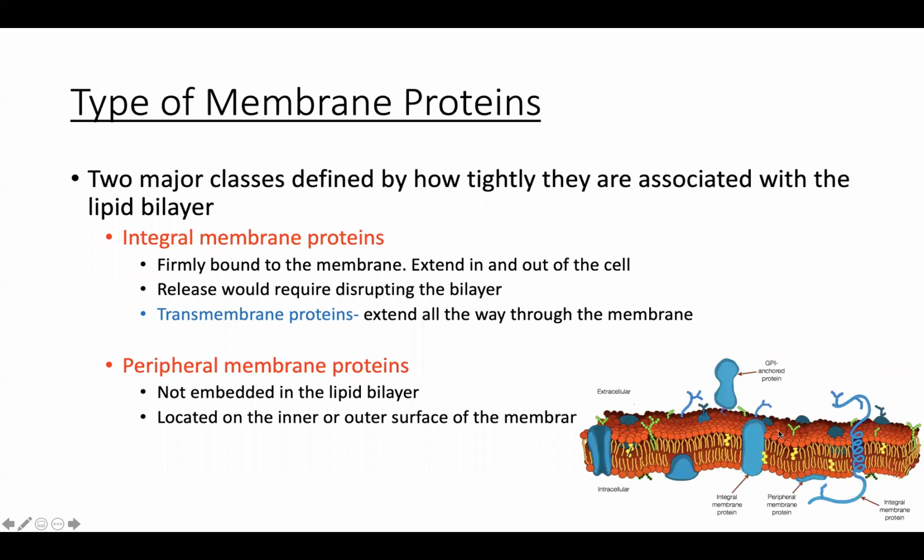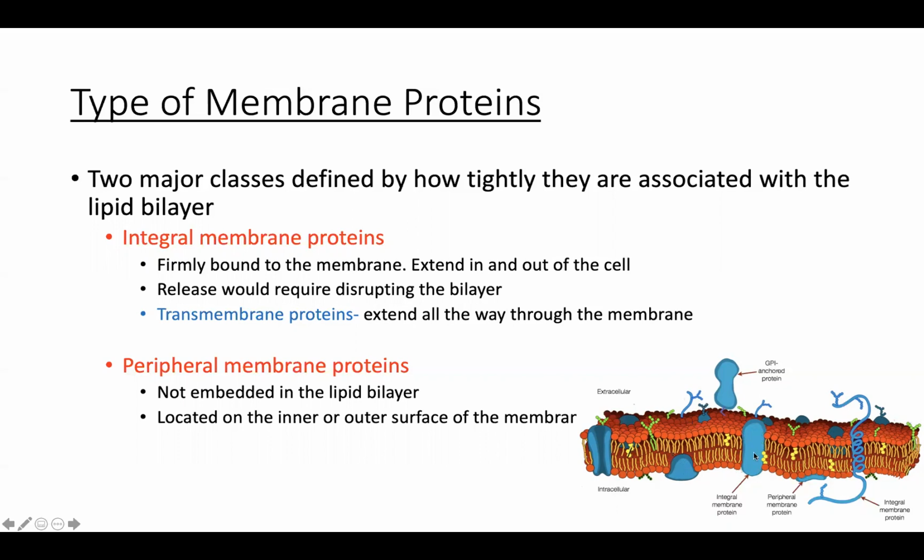We have our red polar heads that are gonna be hydrophilic, right? We have them on the external compartments, or the external of the cell, extracellular. And then we also have these on the intracellular parts. The blue structures that you see here are membrane proteins, okay? And you see various types and shapes and sizes of membrane proteins here.